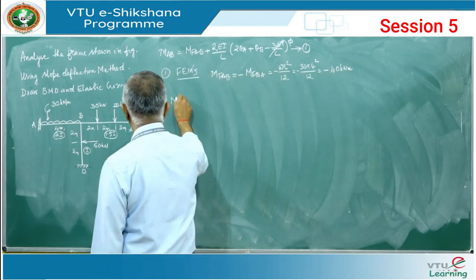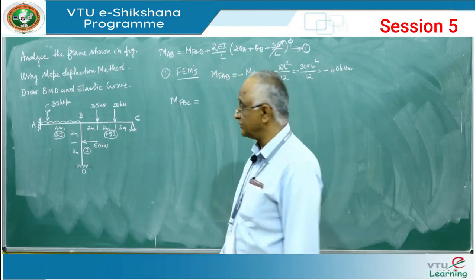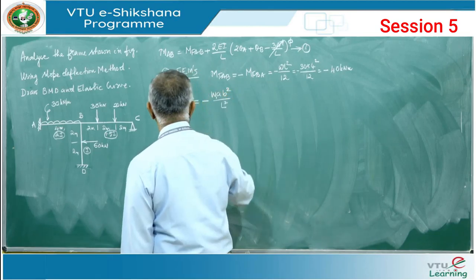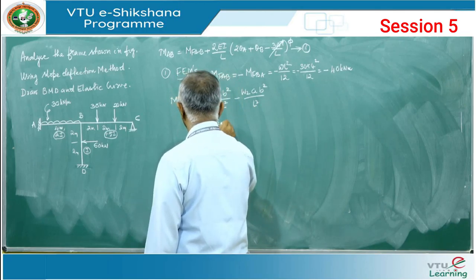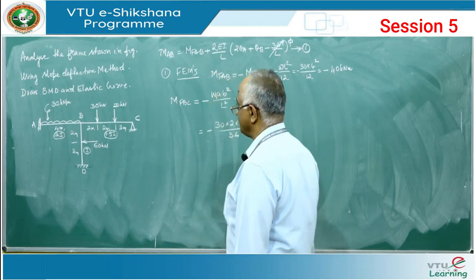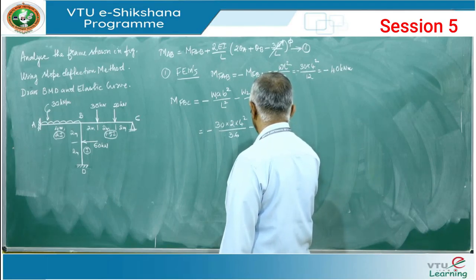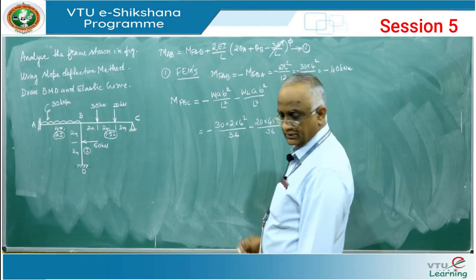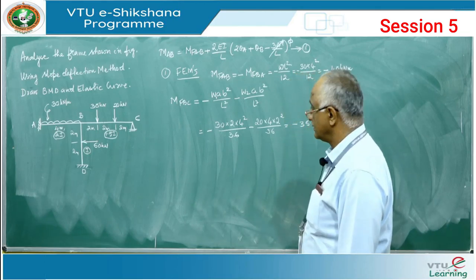Coming to the next span, MFBC. You can observe the load is symmetrical but the magnitudes are different, so we need to calculate both of them separately. MFBC is minus, I'll put the equation, W1 a b square by L square, minus W2 corresponding a b square by L square. So it is minus 30, for which a is 2 whereas b is 4 square, divided by total 6 square is 36, minus for W2 20, the corresponding a is 4 whereas b is 2 square, divided by L square 36. If you do this calculation, it comes out to be minus 35.556 kilonewton meter.